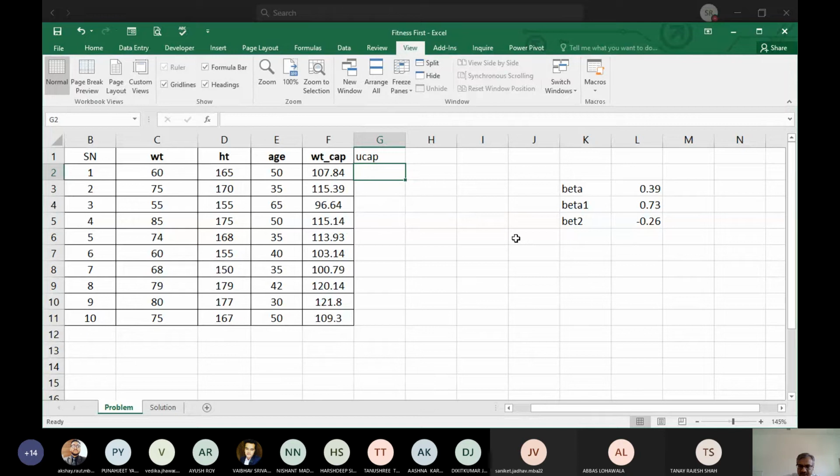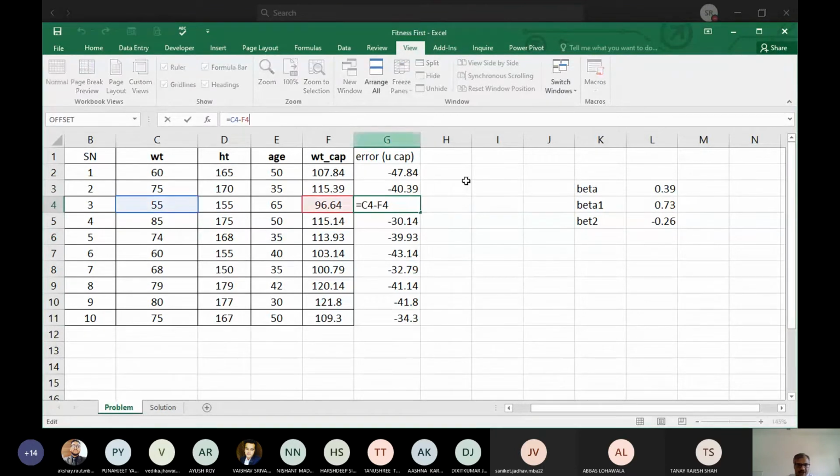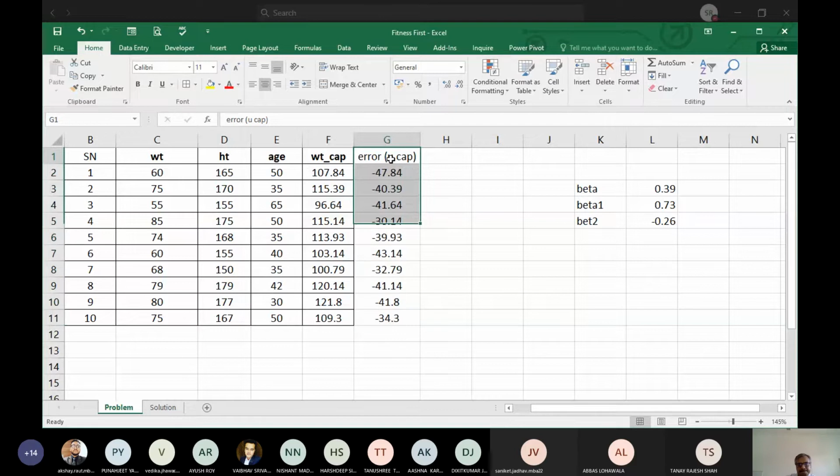I'm estimating u cap of the error term, or I call it u cap. And this value, as I said, is the y value minus y cap. Here I have got all the values, look at all the values, they are nothing but the subtraction of y, y at C4 minus f4, and likewise. So these are the values of u. Are you with me, all of you?